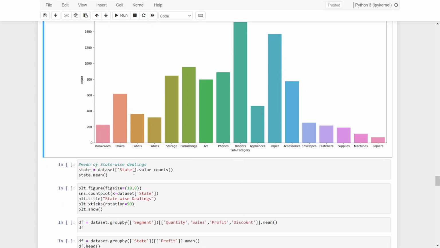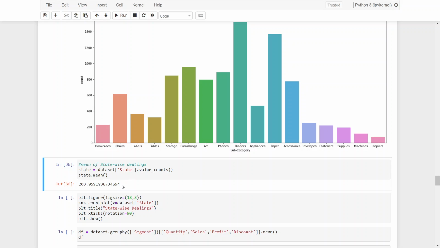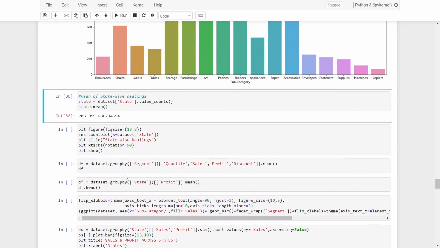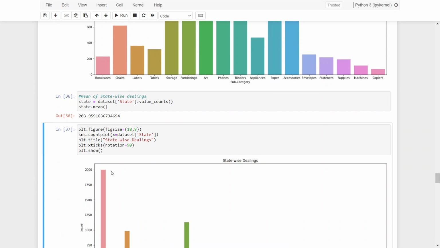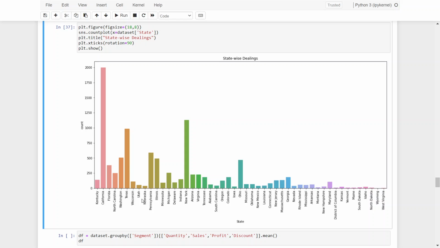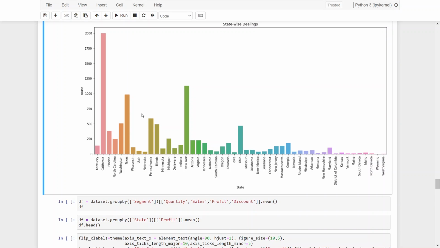And after that, I am going to find the mean of the state-based dealings. You can see the mean is 203.9591 something. So I am going to plot the state-based dealings. Yes, this is the state-based dealings. As you can see, each state has its dealing count. California has the highest, followed by New York and then Texas.